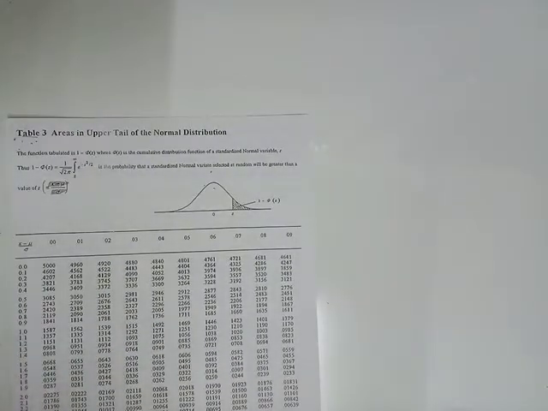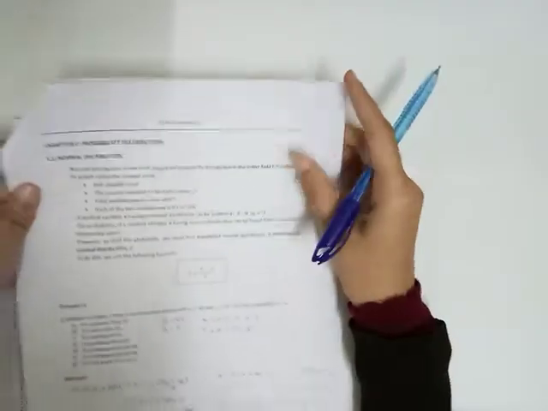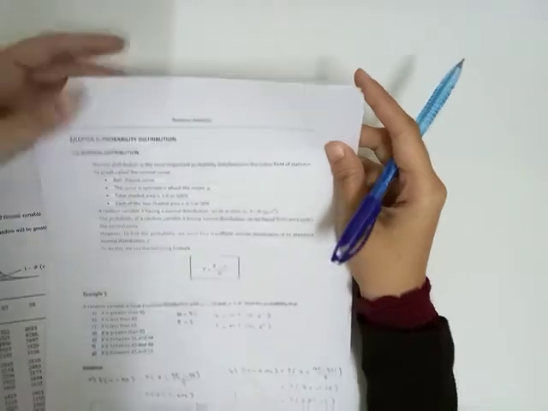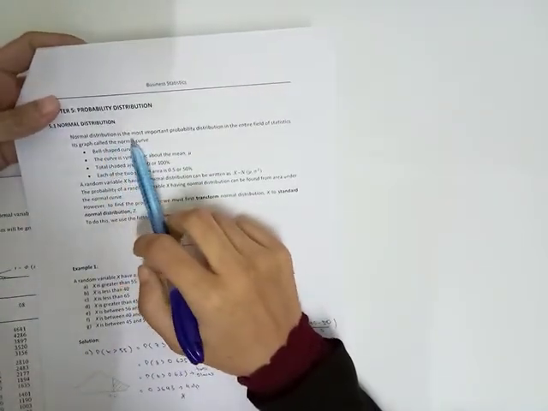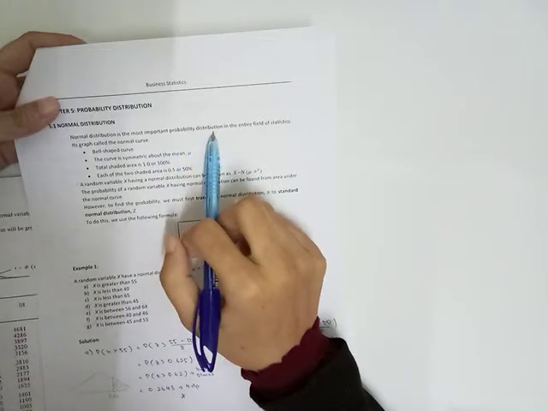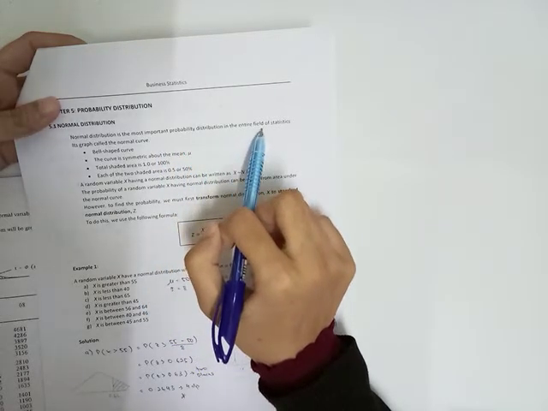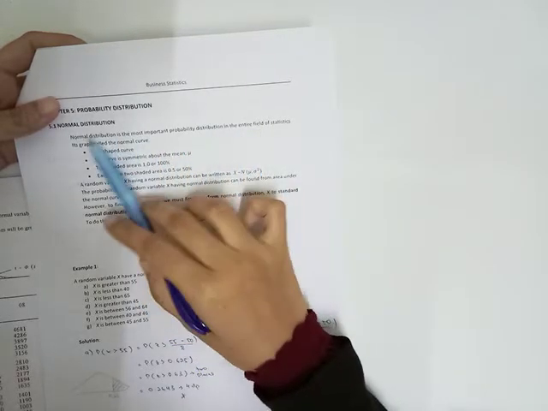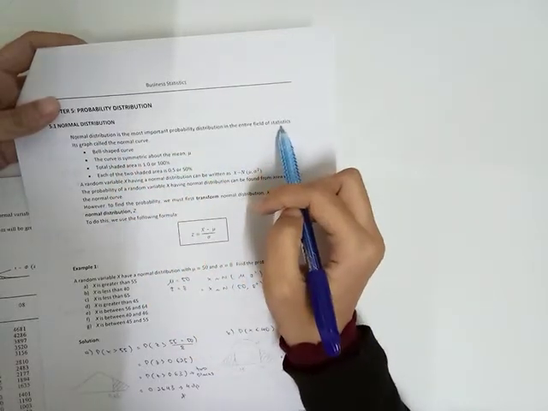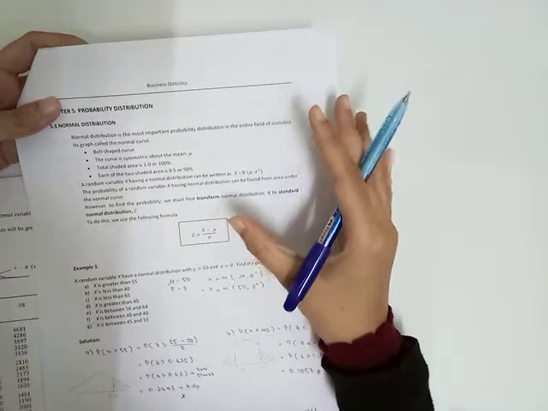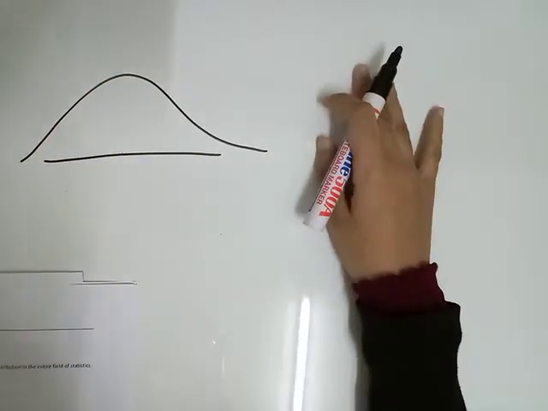Alright, now we are going to normal distribution. Okay, topic: normal distribution. Normal distribution is the most important probability distribution in the entire field of statistics. For normal distribution, the graph is a bell-shaped curve.